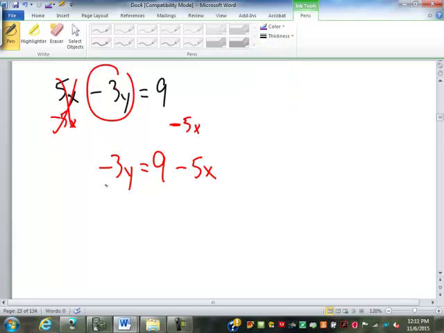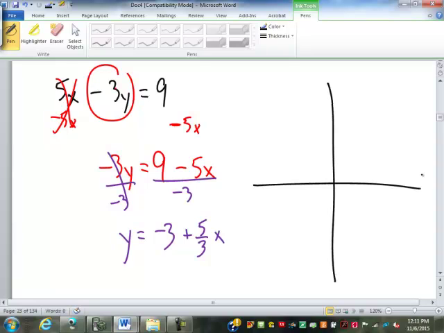And then I have to divide by the negative 3, leaving me with y. Again, I have to divide every piece on the other side by negative 3. 9 divided by negative 3 is negative 3. Negative 5x divided by negative 3, well, that's just going to be negative 5 over negative 3, a positive 5 over 3x. So we're going to start out at negative 3. And from there we're going to rise 1, 2, 3, 4, 5 and run 3. There's my graph.